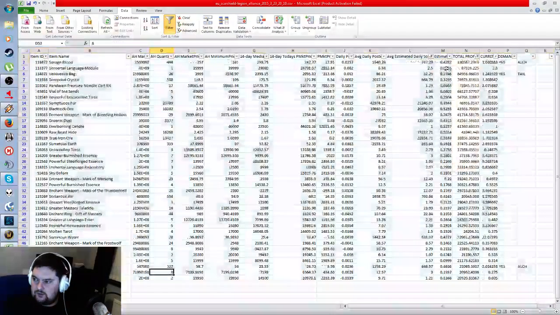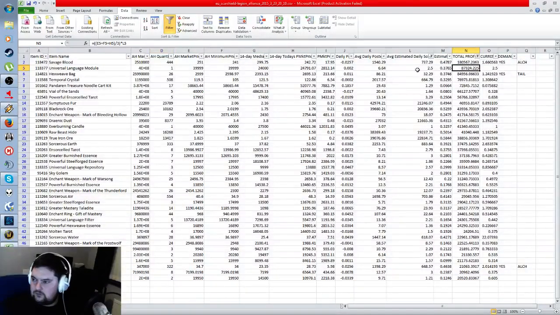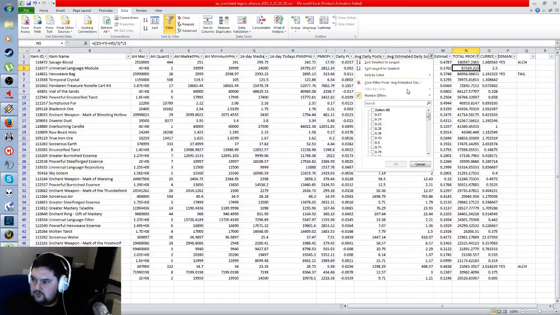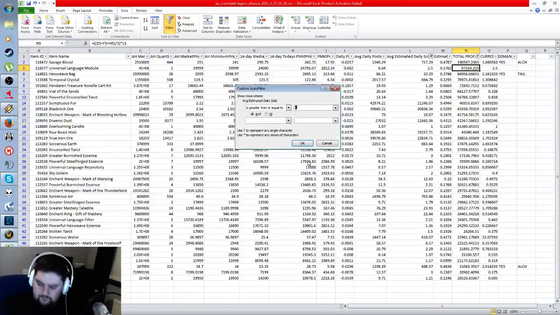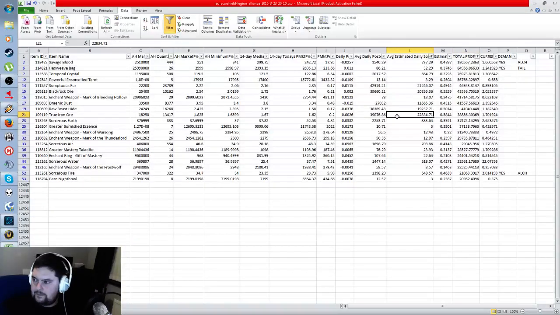Let's just change it back to largest, and we'll change this to say 3. So those are my top 3 sellers that I would be looking at.